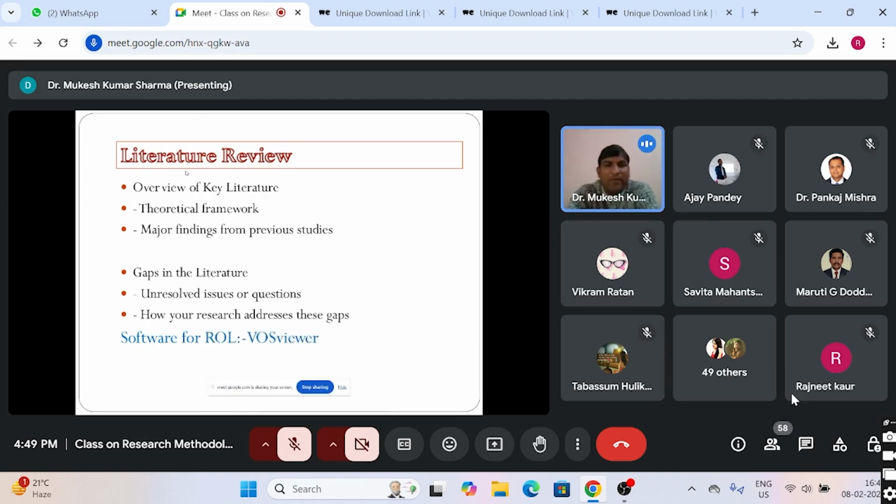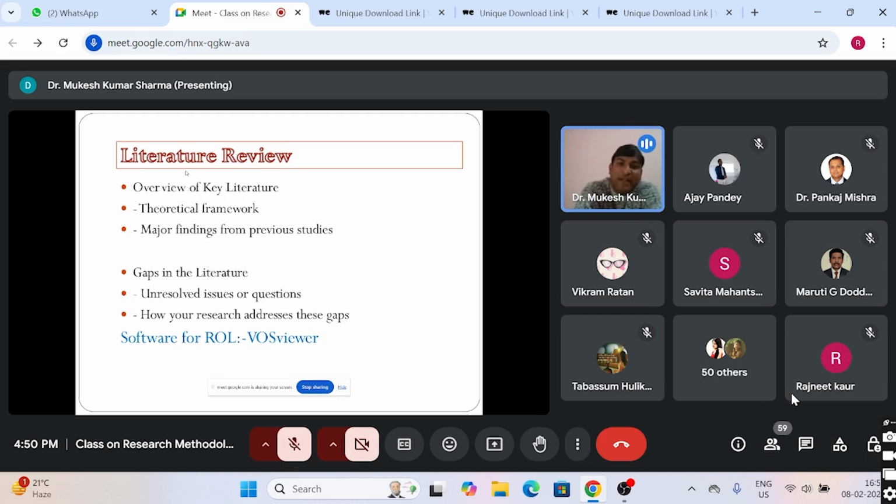Now the question comes: how will I review? Because reviewing the literature is also a task of research. Go through the various terminologies related to your research, download research papers and books related to the theme of your research, then build a theoretical framework. What are the major findings from previous studies? Those scholars, faculty members and academicians have conducted research in your field. Just look at that part.